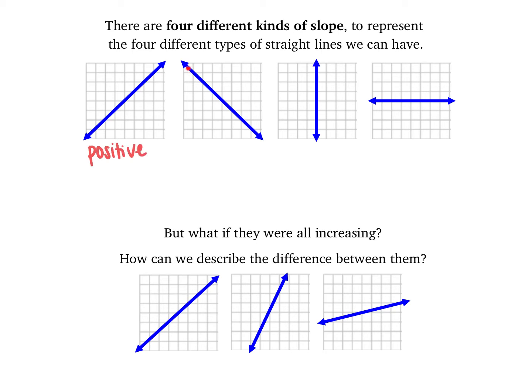By comparison, this one starts up top, and as it moves to the right, it's dropping. So this is called a negative slope. Anything that is vertical like this, we call an undefined slope. And anything that's horizontal is called a zero slope.